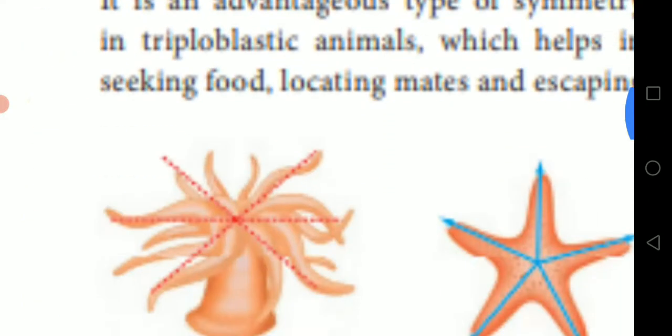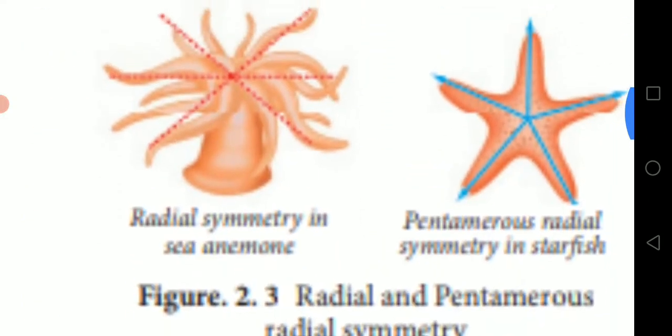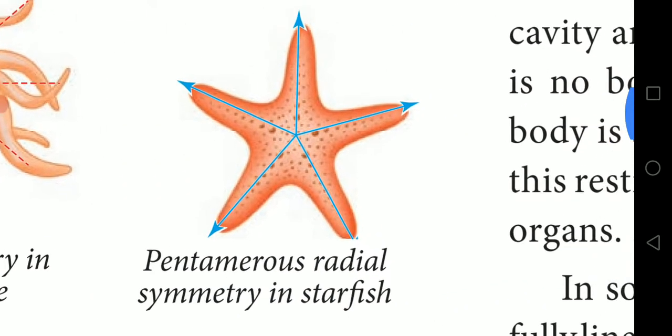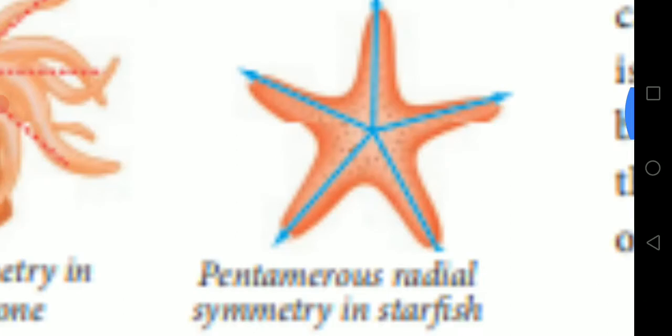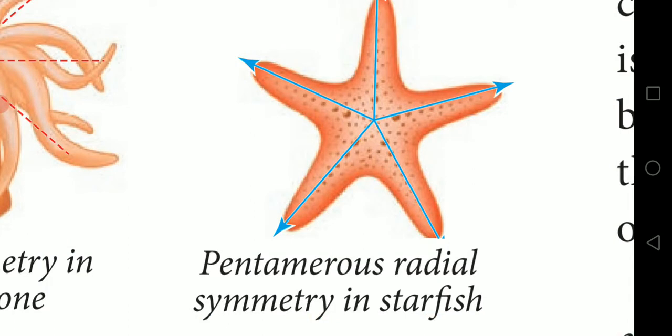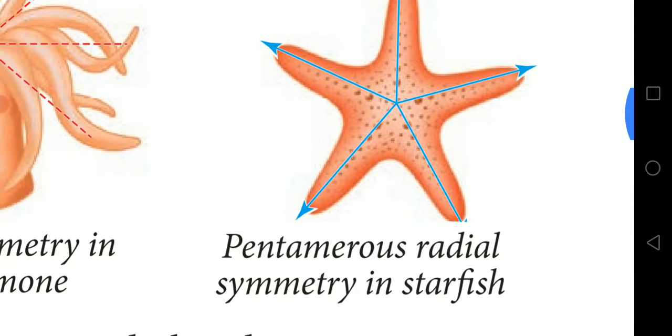The next one we are seeing is radial symmetry. Just mark it, 2 marks. When any plane passing through the central axis of the body divides an organism into two identical parts, it is called radial symmetry. Just mark it, 2 marks, important one. I'll show you examples of radial symmetry here. You can find this is one radial symmetry. Example, sea anemone.